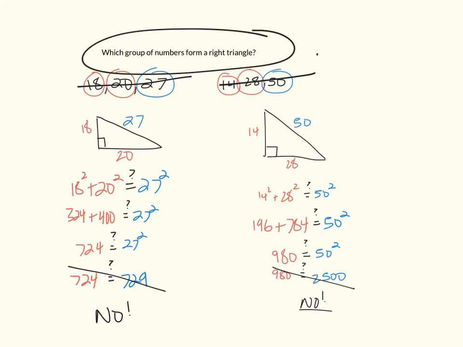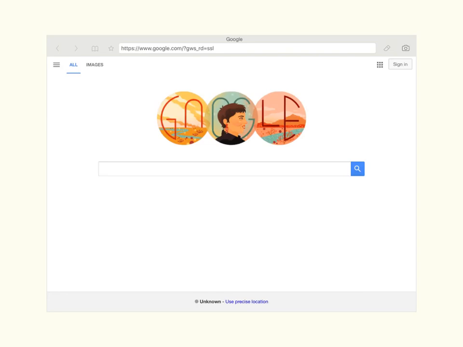Which group forms a right triangle? Neither. We always go through and double check our answers by checking each problem. We don't want to just assume that the right answer is on there, because sometimes it won't be. Now, these things that I've been checking are called Pythagorean triples.